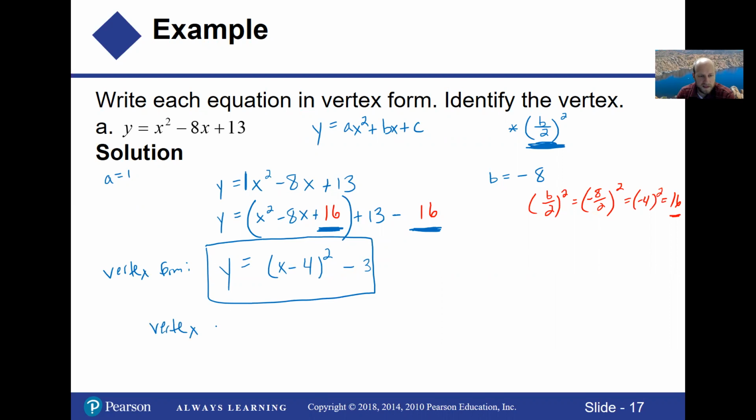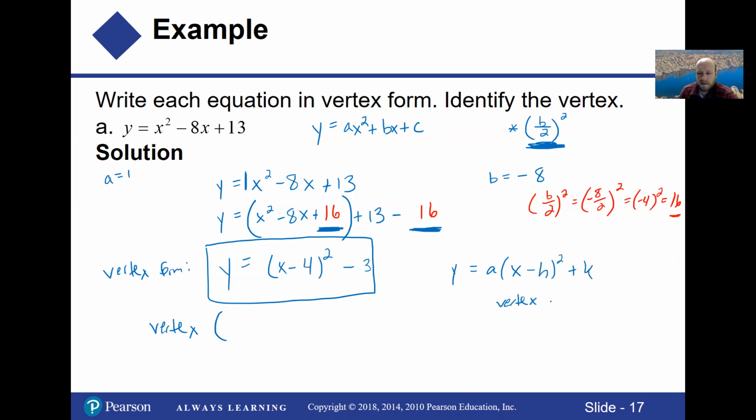And what is the vertex in this case? They wanted the vertex. Well, remember, our vertex form was y equals a times parenthesis x minus h squared plus k.